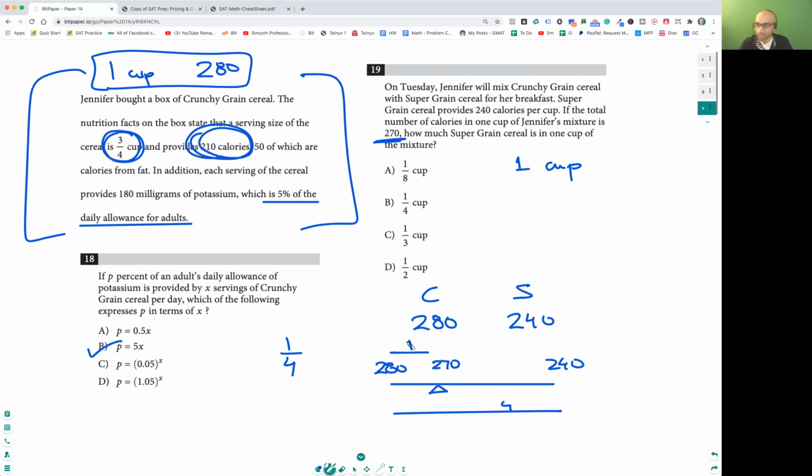Okay, very easy way to do it. 200 and 240. If you have 200 here and the average is 270, just take the difference. This is 3, 1 and 3, so it's going to be 1/4. But I'm going to show you this is like the super fast way to do it. But I'm going to show you another easier way to do it.